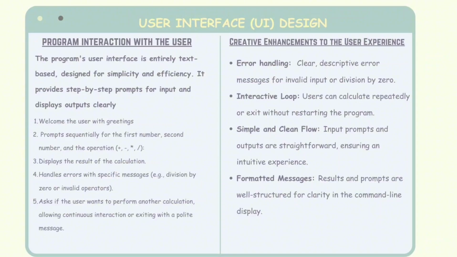For example, the feedback is invalid operator. Please enter plus, minus, or slash. These messages are informative, guiding users to make the correct inputs. And lastly, ask if the user wants to perform another calculation, allowing continuous interaction or exiting with a polite message.